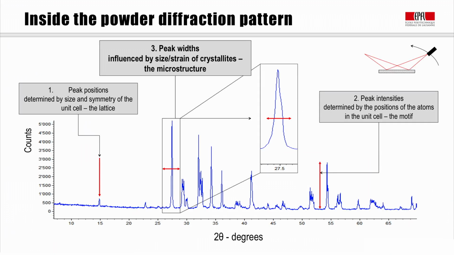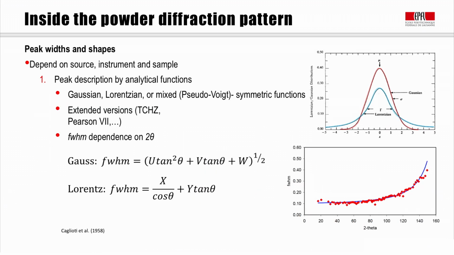The last property that we need to look at is the peak width. The peak width actually tells you more about the microstructure of your sample. Not the crystal structure, the microstructure. Typically, the size of the crystallites that are diffracting, or the lattice strain in these crystallites, can be extracted from an analysis of peak width. Peak width and peak shape really depend on the source of your X-rays, the optics of the instrument you're using, and also your sample itself.